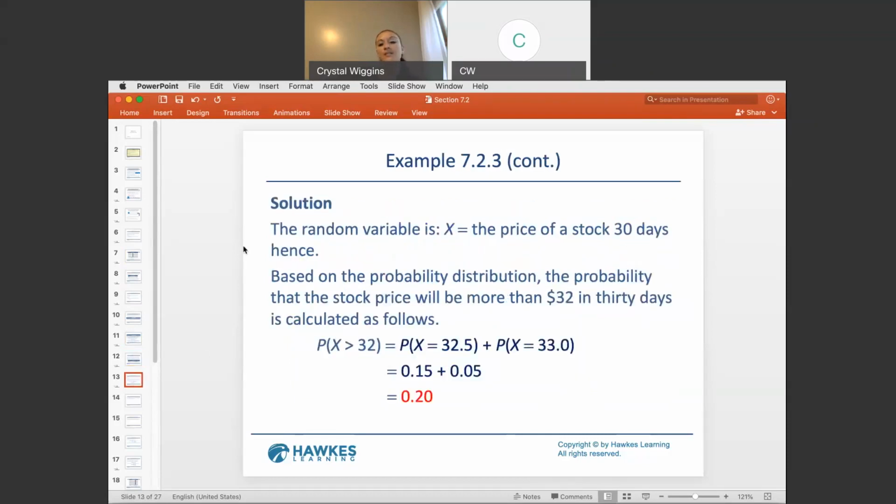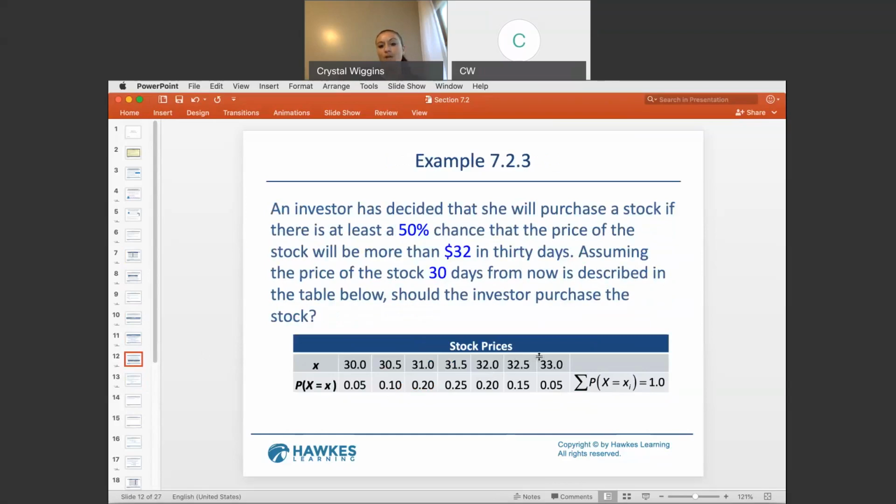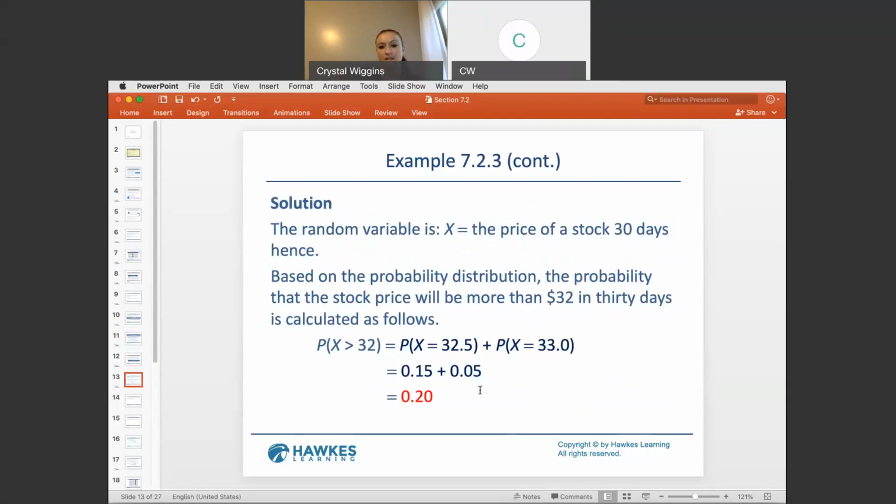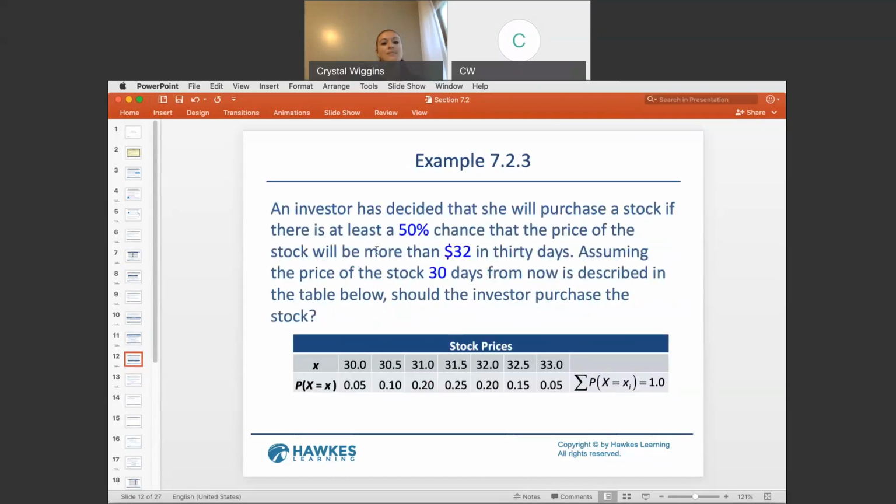So letting the random variable represent the price of the stock 30 days from now, if we're taking a look at the probability that the price of the stock will be $32 or greater, then if we look back at the chart, $32 or more are these last three probabilities. So we would add up 0.2, 0.15, and 0.05. Oh, sorry, excuse me, more than $32. Is that what she stated? More than. Oh, I missed that.